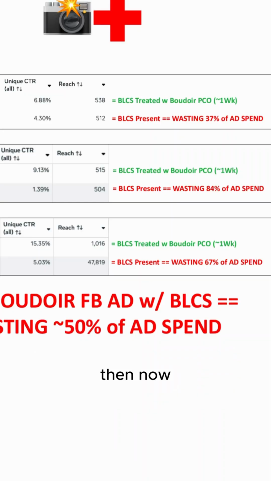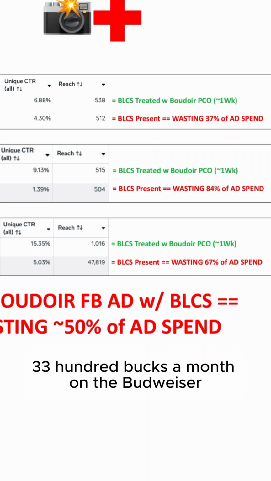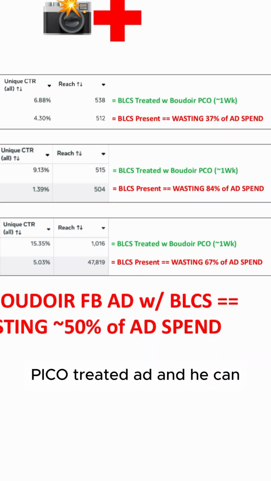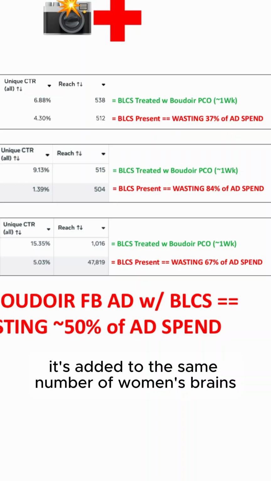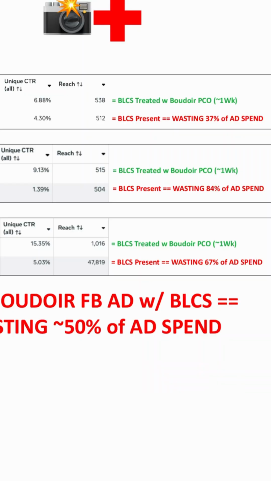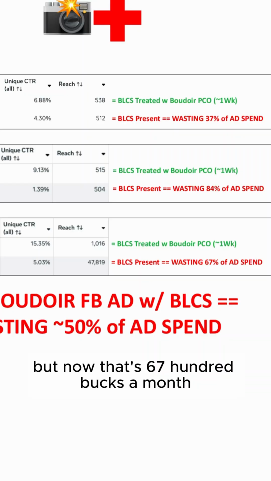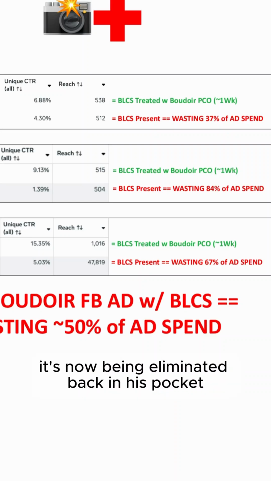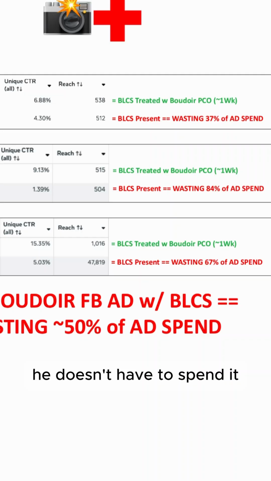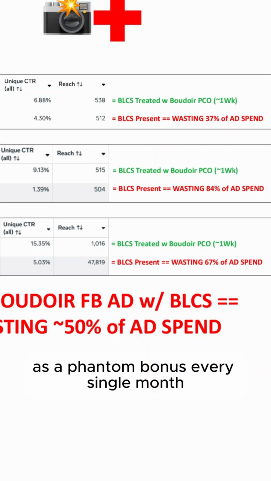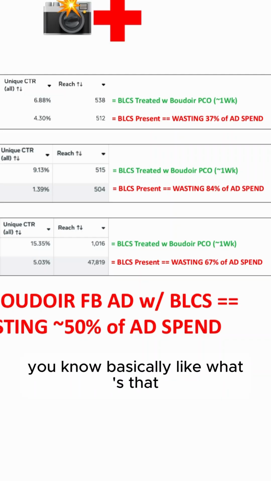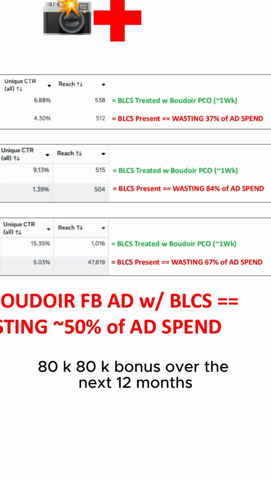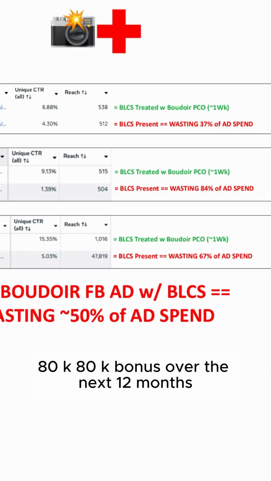then now he only has to spend 3,300 bucks a month on the Boudoir Pico treated ad, and he gets to add into the same number of women's brains in both scenarios. But now that 6,700 bucks a month that was being wasted is being eliminated back in his pocket. He doesn't have to spend it as a phantom bonus every single month. Basically like, what's that, 80K? 80K bonus over the next 12 months.